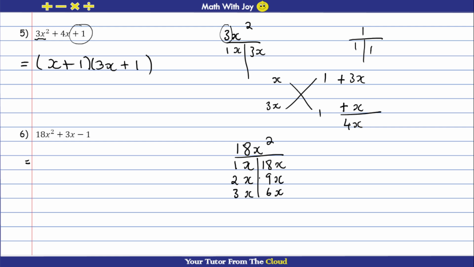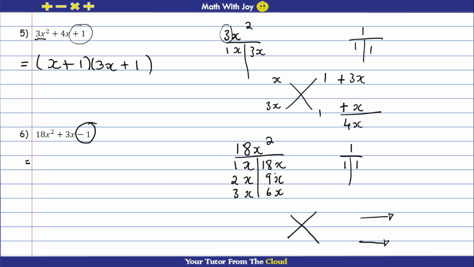4 doesn't go into 18, neither does a 5, and we're back to 6 while we have a 6 here. So we're done. Factors of 1 is just 1 and 1. Now we need to cross multiply these in such a way that our answers, right? We look at the C value. Our answer is going to subtract to give us positive 3.